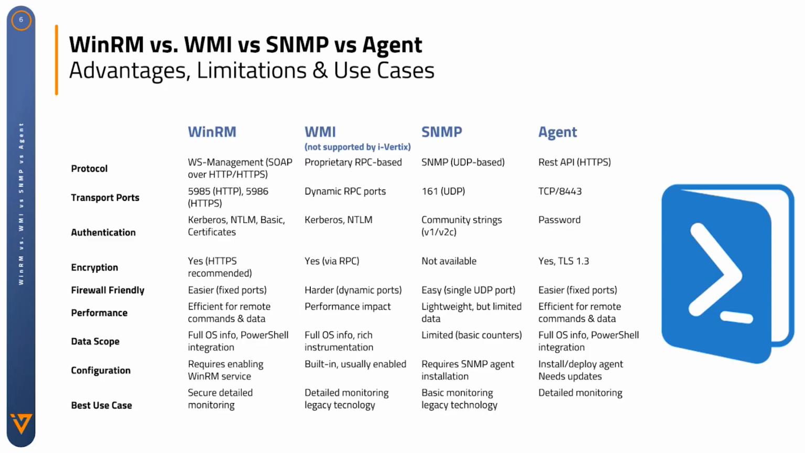On the protocols, as you can see, WinRM uses 1 port, WMI uses different ports, SNMP and the agent still use 1 port. Authentication: Kerberos for sure is a game changer. It's also available on WMI, but on SNMP or on our agent it is obviously not available. We have encryption on all technologies outside SNMP, because Windows doesn't offer SNMP version 3.